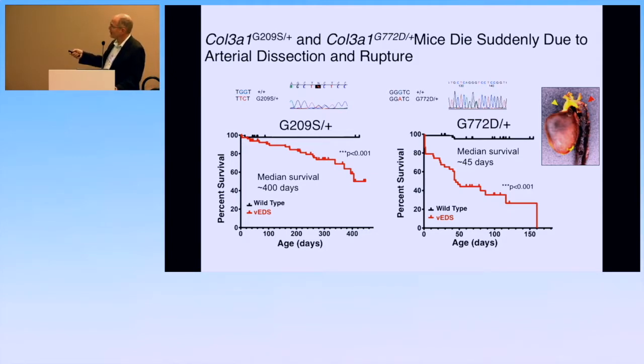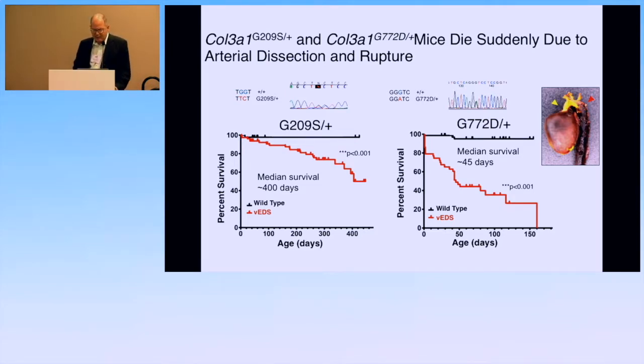What you'd predict is that an early substitution would lead to a more mild phenotype than a later substitution, and that's exactly what we observe. In the mild model, the median survival is about 400 days, whereas in the severe model, the median survival is only 45 days. All of these mice die from aortic dissection. They all have hemothorax or hemopericardium or hemoabdomen at the time of necropsy.